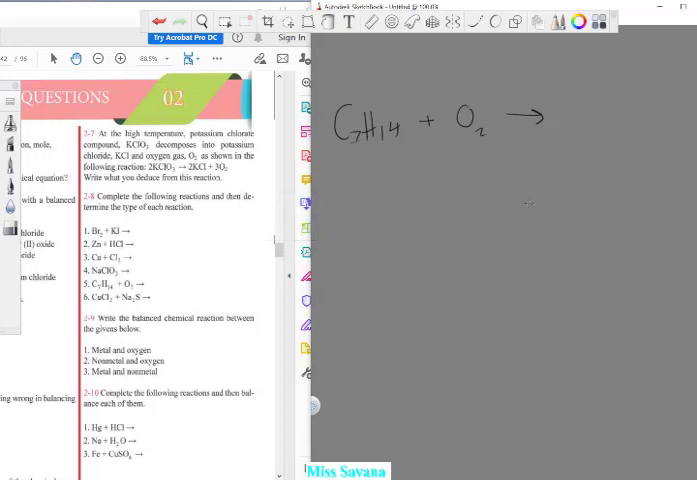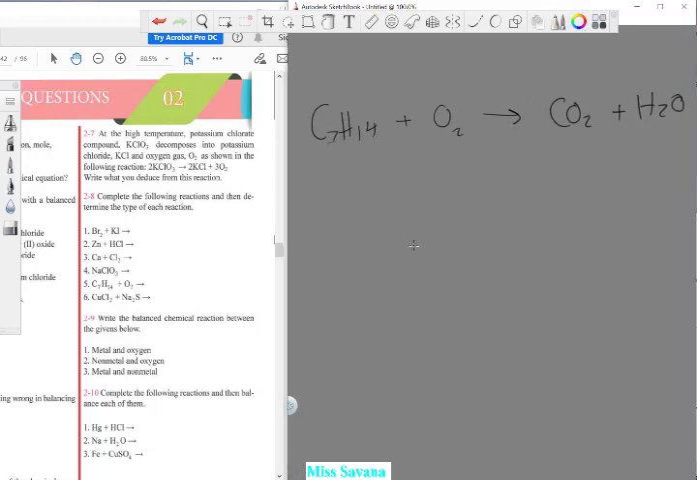the result is always the same. The result is always going to be CO2 plus H2O. All you have to do is make the balance for this one. So you have CO2 plus H2O.